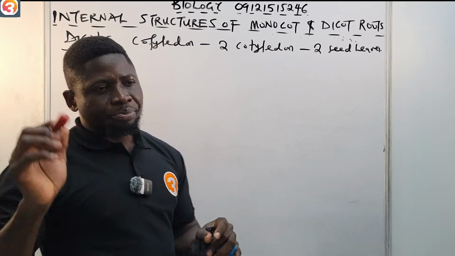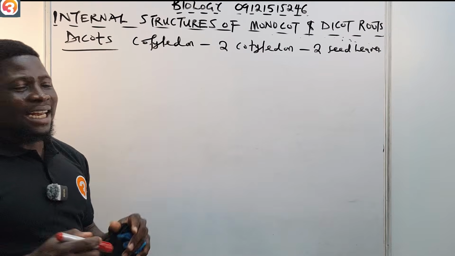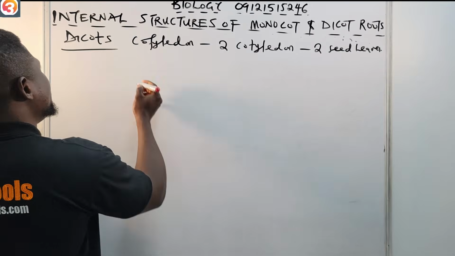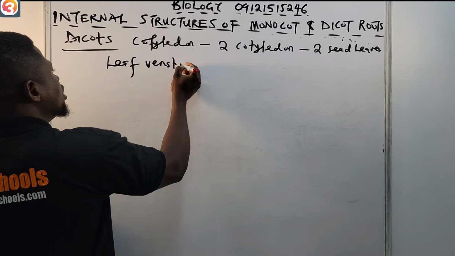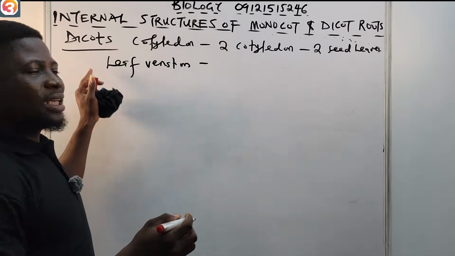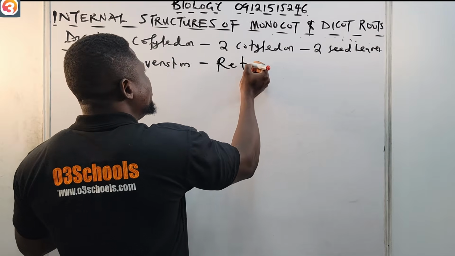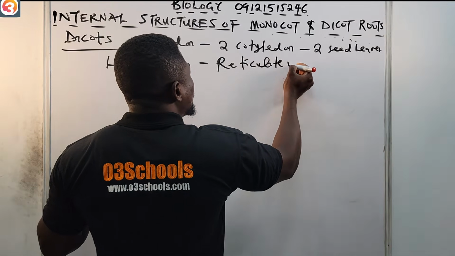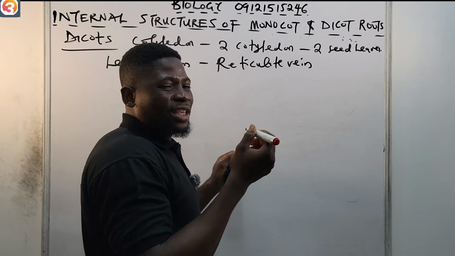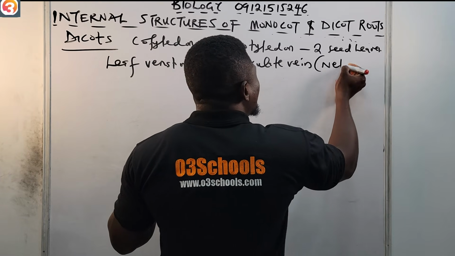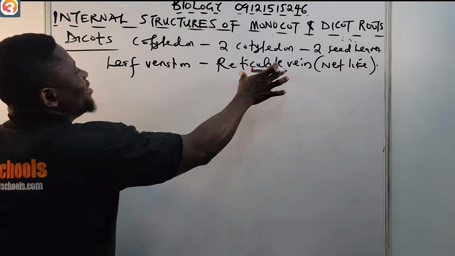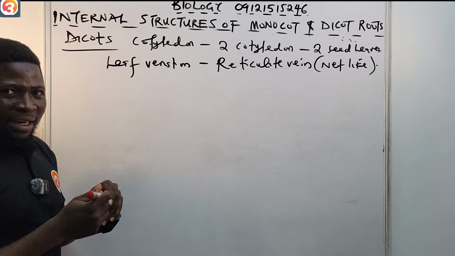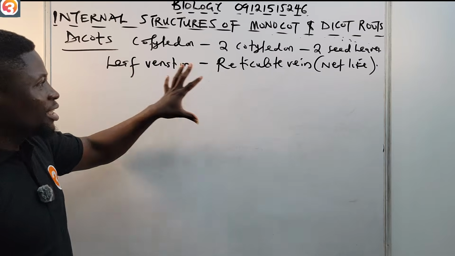Likewise, another characteristic we'll quickly look at is the leaf venation, as we looked at for the monocot. For dicots, they have a reticulate vein. By reticulate, we mean net-like vein. So dicots have reticulate vein.